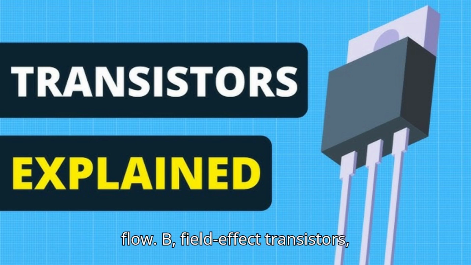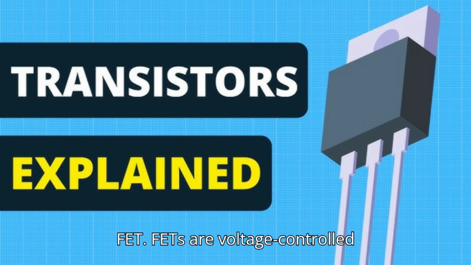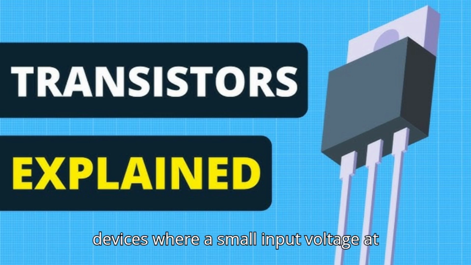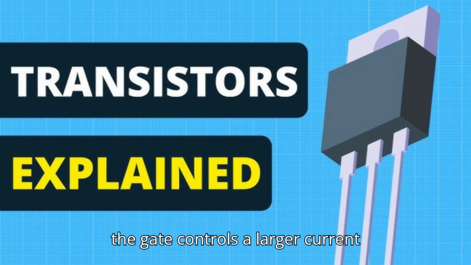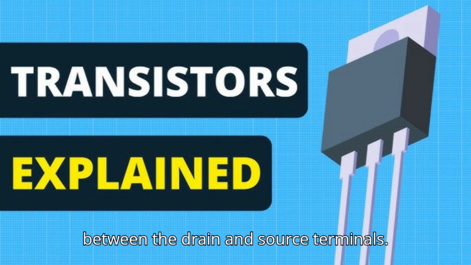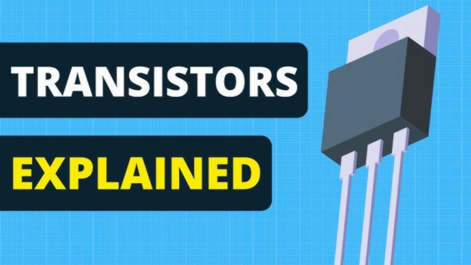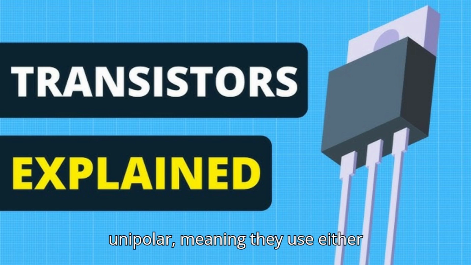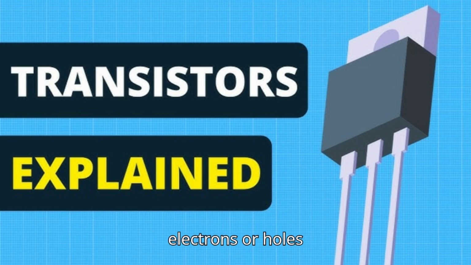B. Field effect transistors, FET. FETs are voltage-controlled devices where a small input voltage at the gate controls a larger current between the drain and source terminals. Unlike BJTs, FETs are unipolar, meaning they use either electrons, N-channel, or holes, P-channel, for conduction.